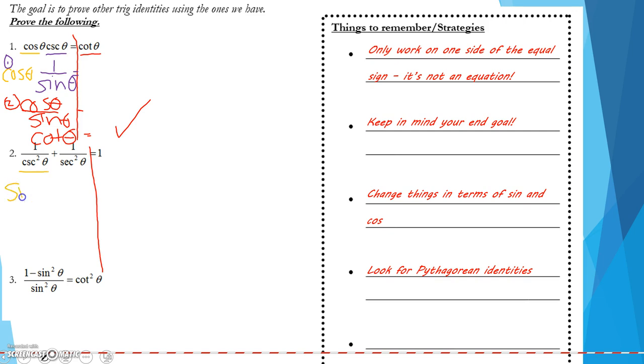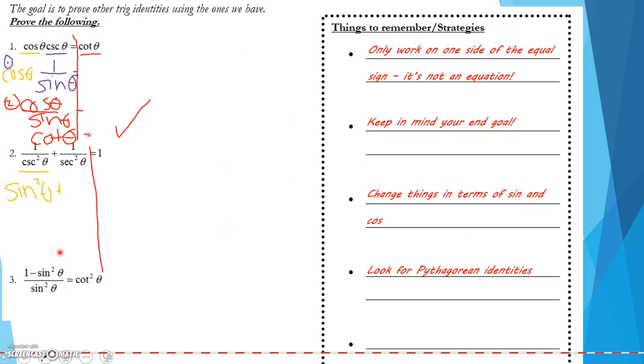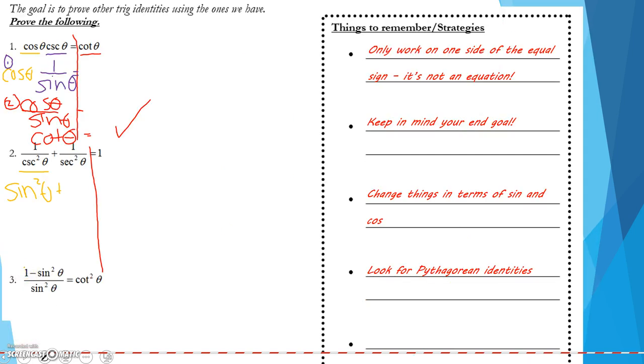So that, using my reciprocal identities, is sine squared. So then 1 over secant squared. So 1 over secant is right here. So 1 over secant squared would be cosine squared. So I'm going to change that. So now I've gotten everything in terms of sine and cosine.